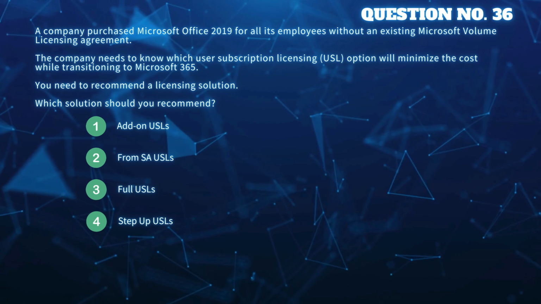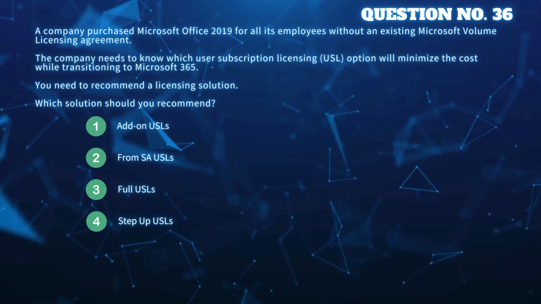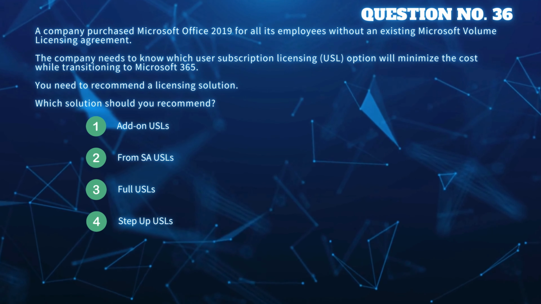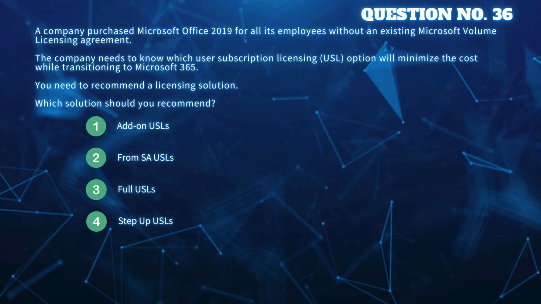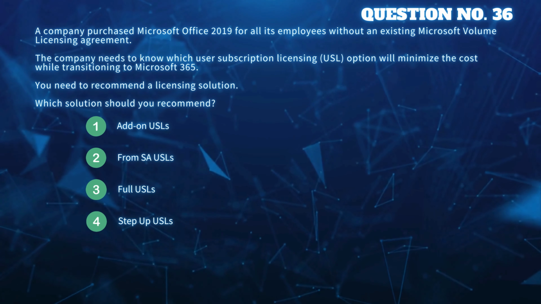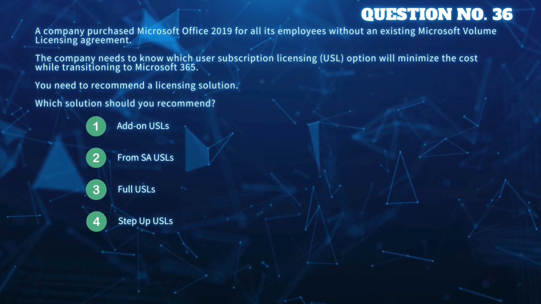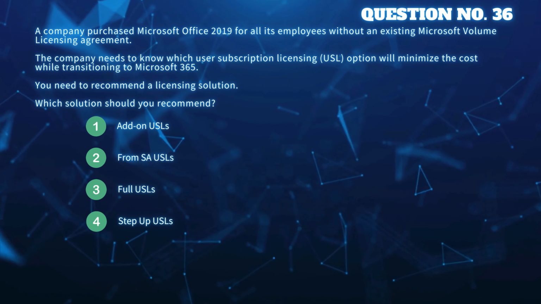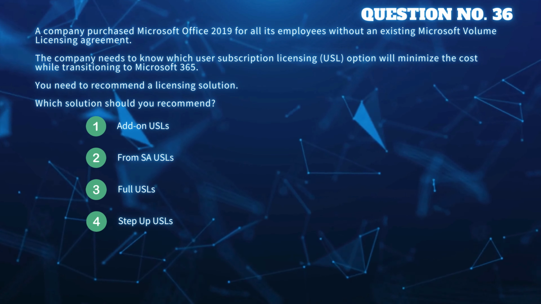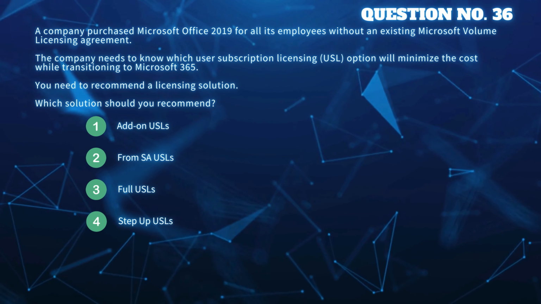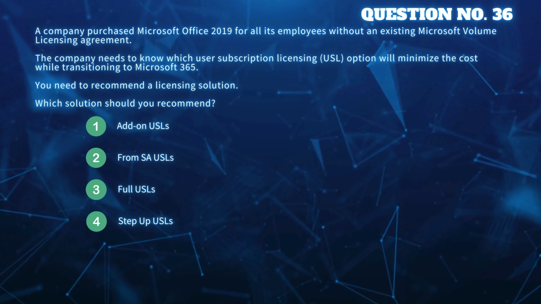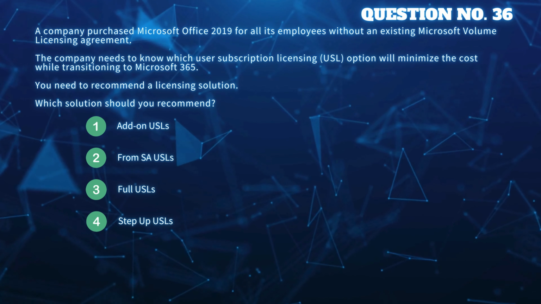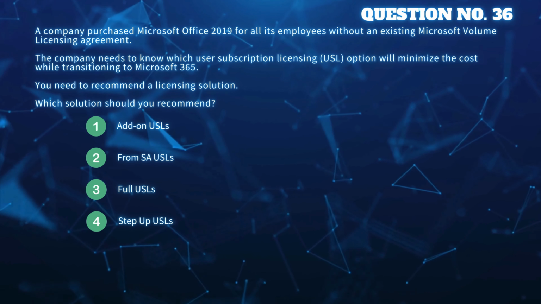Question 36. A company purchased Microsoft Office 2019 for all its employees without an existing Microsoft Volume licensing agreement. The company needs to know which user subscription licensing (USL) option will minimize the cost while transitioning to Microsoft 365. You need to recommend a licensing solution. Which solution should you recommend? Option 1, Add-on USLs. Option 2, From SA USLs. Option 3, Full USLs.